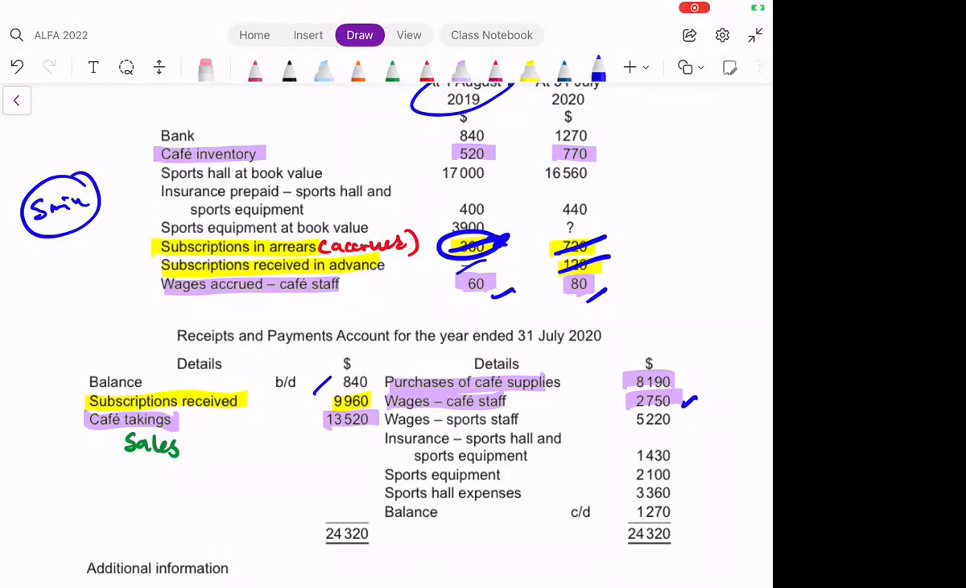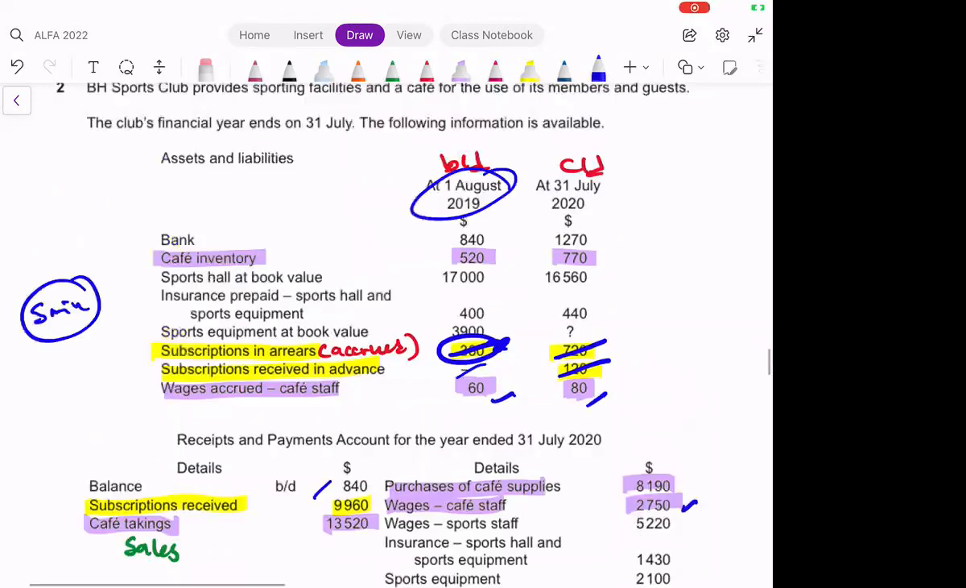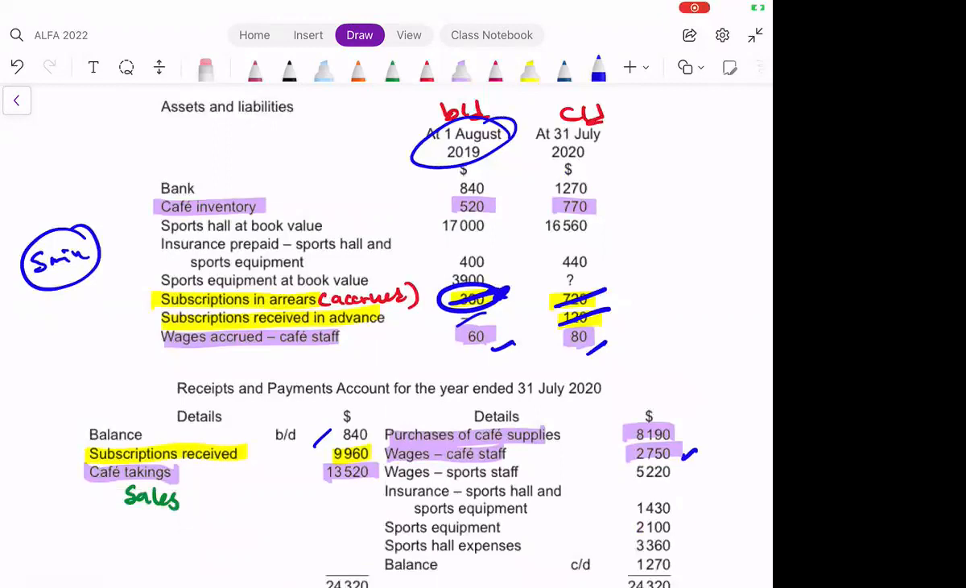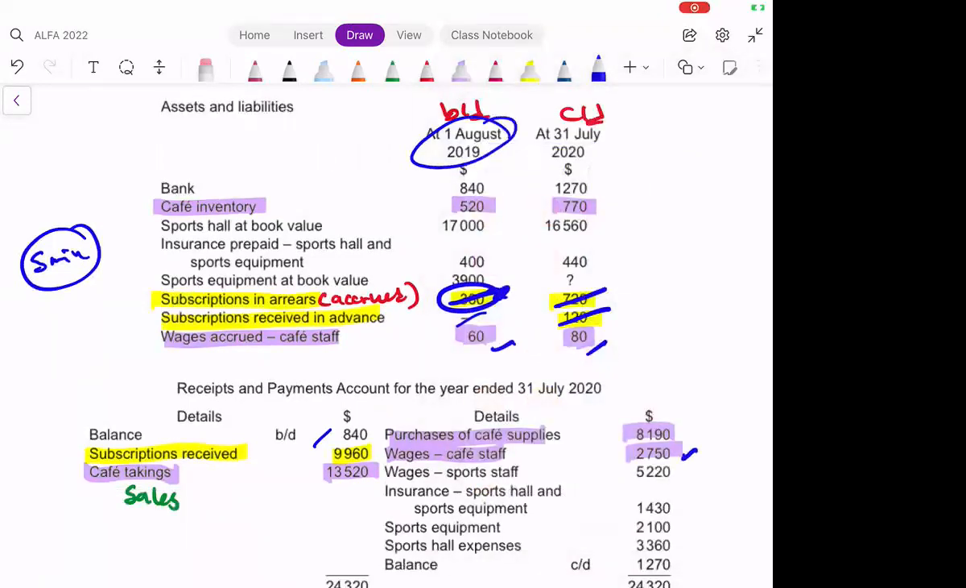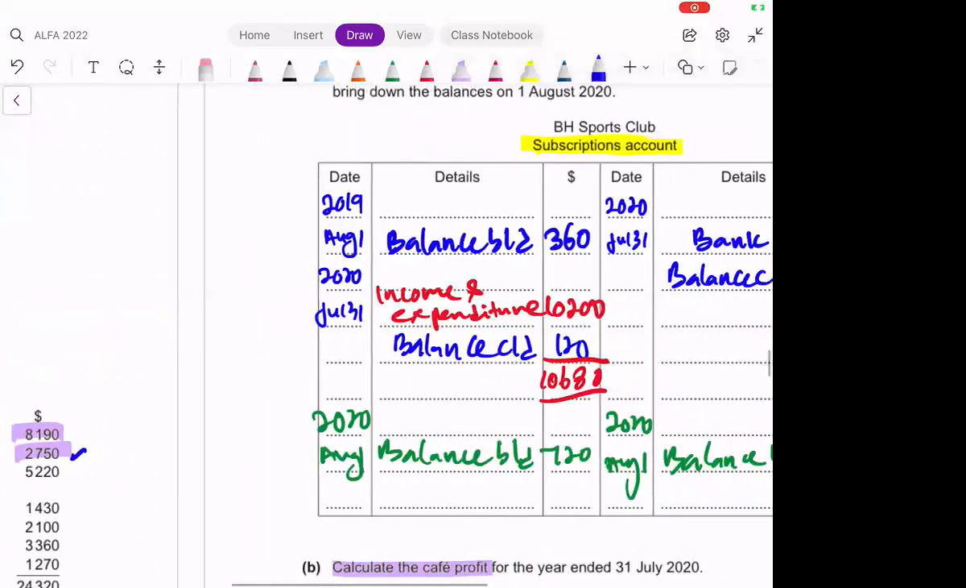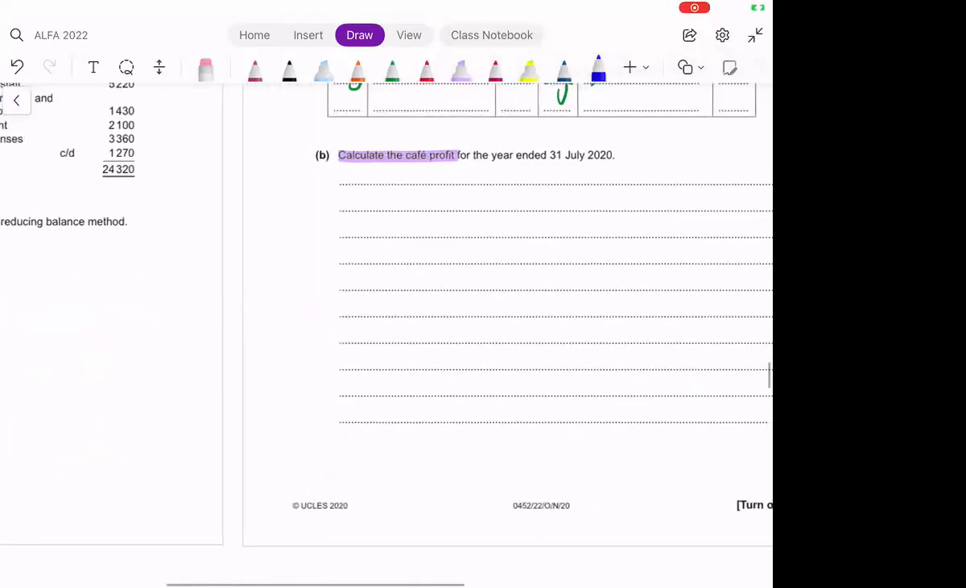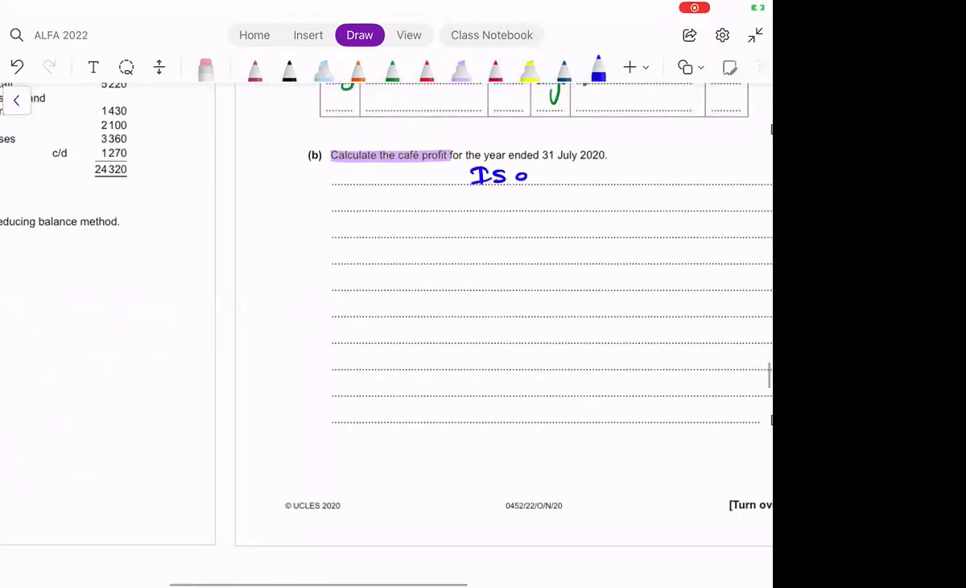Same teacher, same question, I teach the same thing, but I get a variety of answers. Why? Okay, let me do the first one. Income statement of cafe.